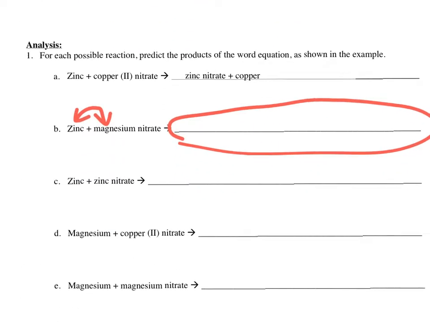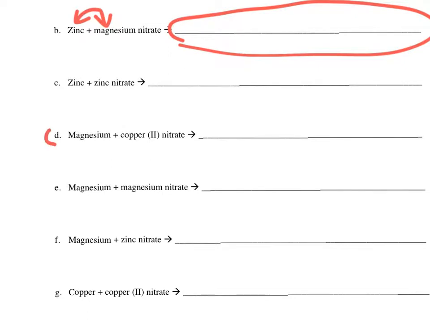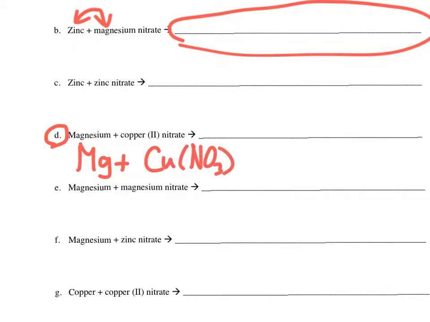So magnesium and copper nitrate is that one, and you want to translate this into a balanced chemical equation. So hopefully you've got the word equation already written out, but you just want to use the formulas from the previous page to translate this into a chemical equation. So the products here are going to be copper and magnesium nitrate. And if you've done it correctly, you shouldn't need to balance the equation. So that's the other thing you're doing on this page, is just translating 3 word equations into chemical equations.